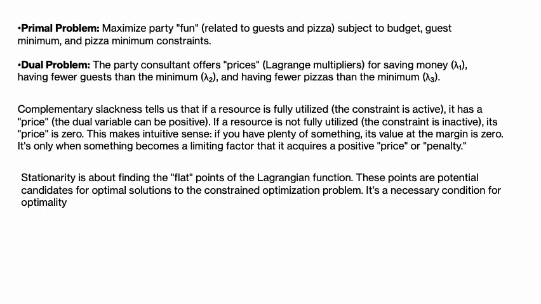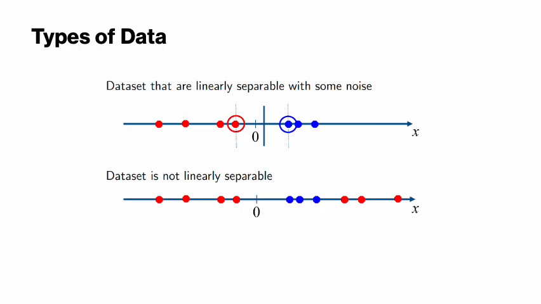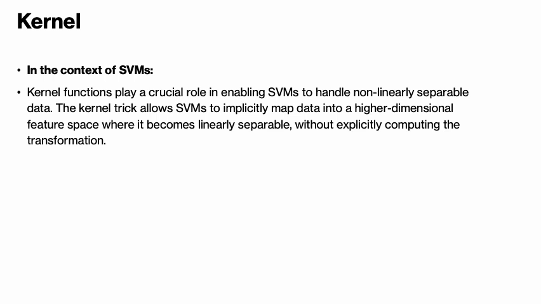Now let's move on to what I earlier showed you, right? Different types of data. There is linearly separable, there is linearly non-separable. Now if you have linearly non-separable data, we introduce a term called kernel. Kernel basically helps the SVM as an algorithm to handle non-linearly separable data, right? And we come up with a concept called the kernel trick. I'm going to explain this more in layman's terms.